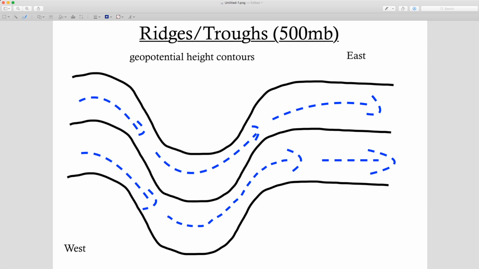Okay. So what is this pattern? What is this pattern? This pattern is meridional. Hard word for me to say. Okay, so what does this mean though? Meridional means active weather. This will be your severe weather. This will be your winter storms and severe weather outbreaks.